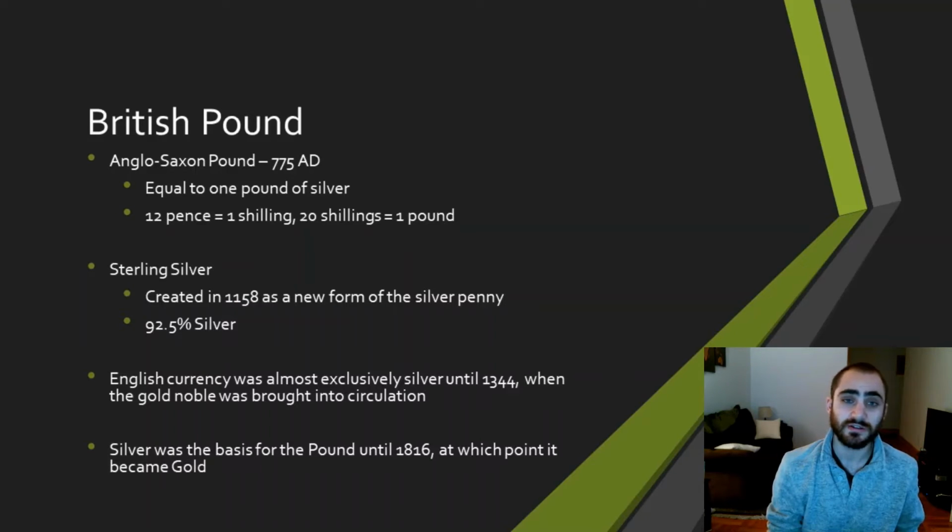In 1158, silver coins were changed to be 92.5% silver. This is because pure silver is a bit soft for a currency, and England wanted to make it a bit harder to be able to withstand circulation. This was called sterling silver, a metal and term that we still use today, and thus was born the pound sterling, which is still the official name of the British pound today. English currency was entirely silver through 1344, at which point the first English gold coin, the noble, joined silver coins in circulation. Silver continued to be the basis for the pound all the way until 1816. At that point, though, it became gold.